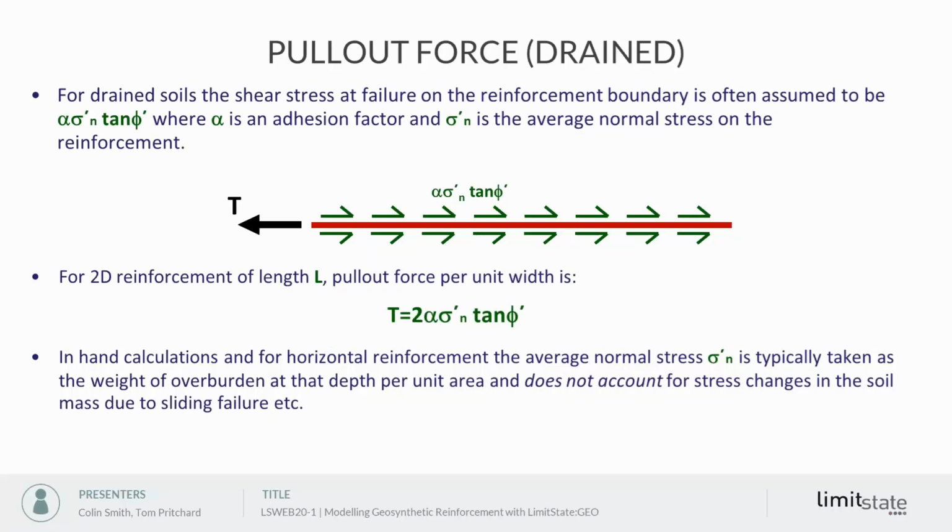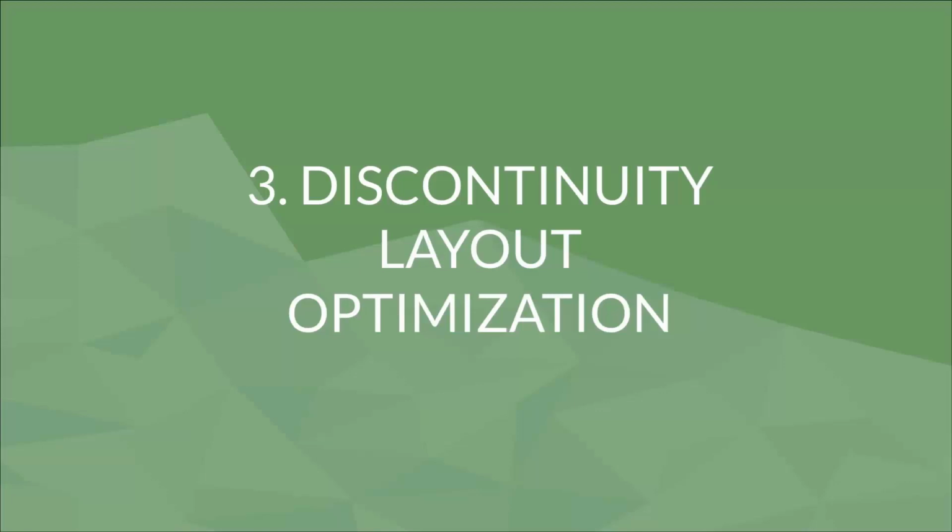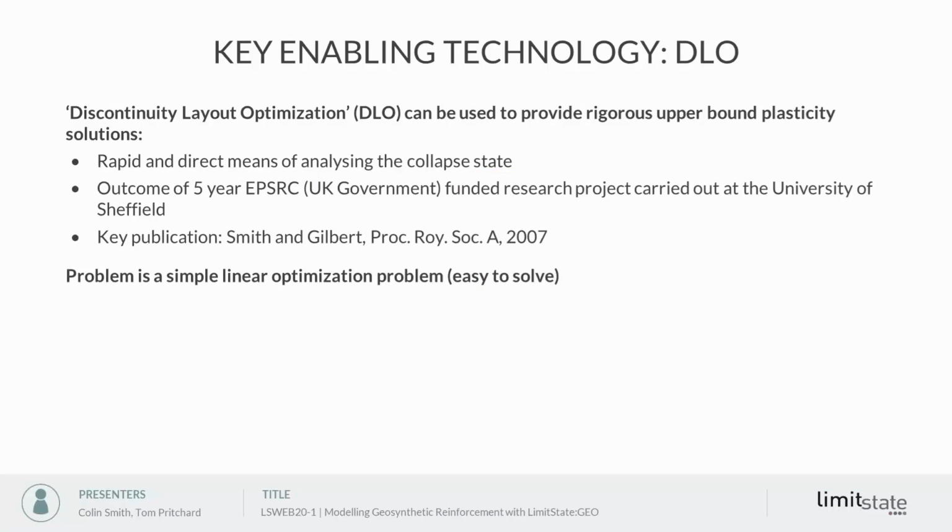So we'll look at how this type of modelling concept is applied in LimitState GEO, so that we capture the same principles but in a very general way. Before we do that, we'll have a look at how the software works, so we can contextualize that. LimitState GEO's key enabling technology is discontinuity layout optimization, and we'll just recap quickly on how that works.